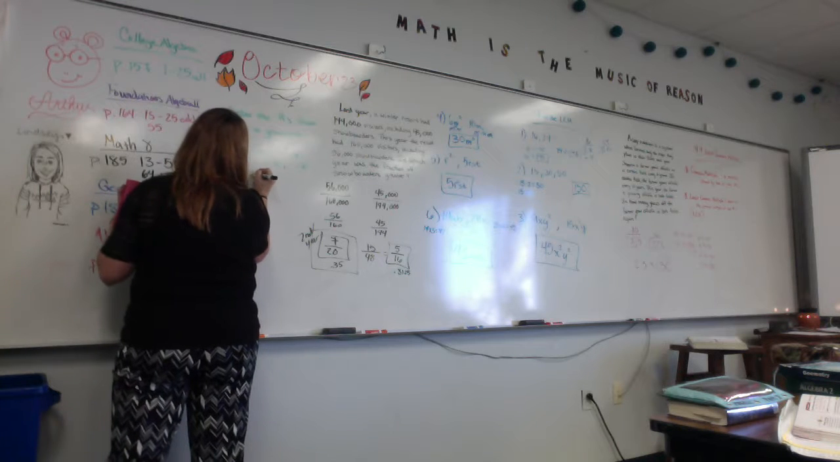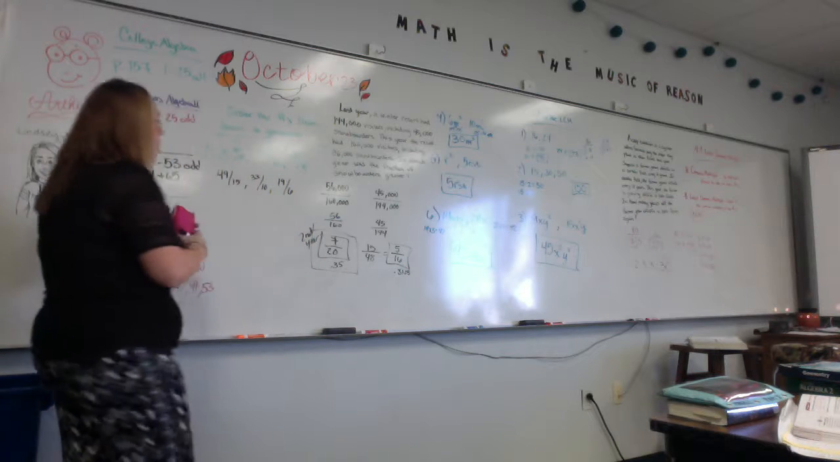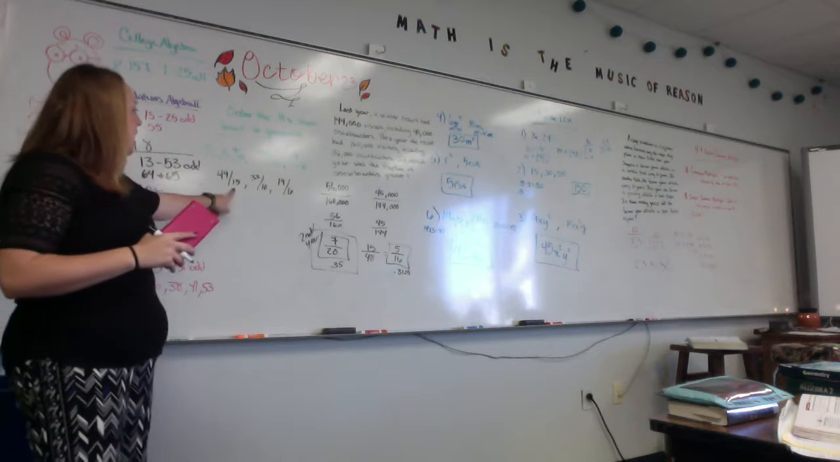Okay? Then I have 33/10 and I have 19/6. Okay? I've got to figure out what the least common multiple is. 15 times 2 is what?